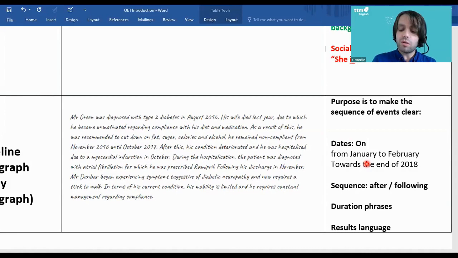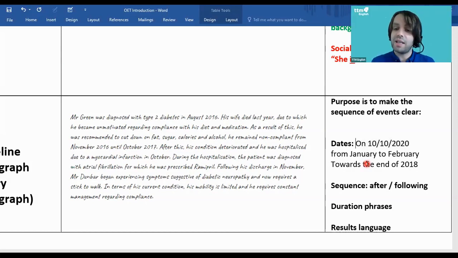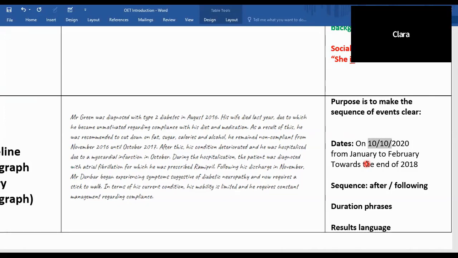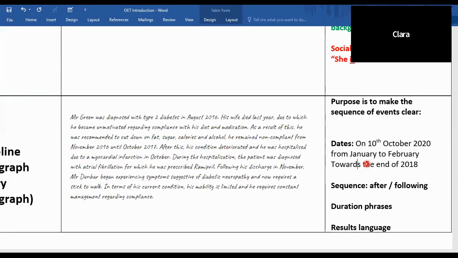On. Do I want to write dates like this, guys? 10. No. Is that good? No. I'm still surprised. I keep seeing this. We don't want to do this. We want to say what? 10 of October. January. Oh, sorry, I'm terrible. This is the month of my birth. I don't even know it. October 2020. So dates, sequence, after and following.